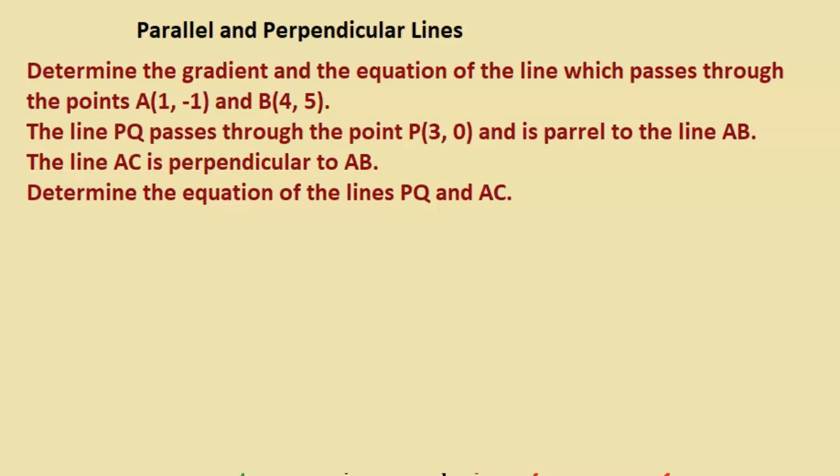So here we have a problem that we want to look at. The question reads, determine the gradient and the equation of the line which passes through the points A (1, -1) and B (4, 5). So first, before we even read it any further, let us do that. The gradient and equation of the line which passes through the points A (1, -1) and B (4, 5).